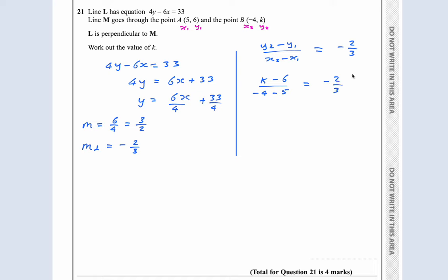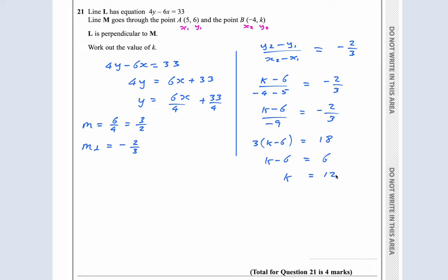And now I can just solve for k. How do I do that? Well, first I'll do minus 4 minus 5 is minus 9 equals minus 2 over 3. I'm going to cross multiply, so I'll multiply by 3 times k minus 6, and do minus 2 times minus 9, which is plus 18. K minus 6 equals 18 divided by 3, which is 6, and then k equals 6 plus 6, which is 12. So I end up with k equals 12, which is not the right answer.